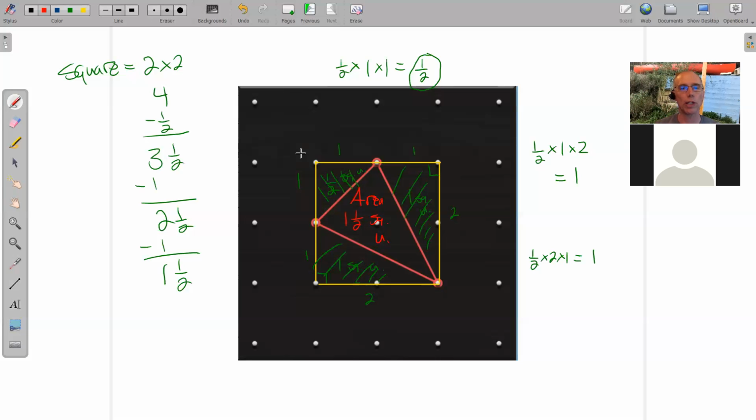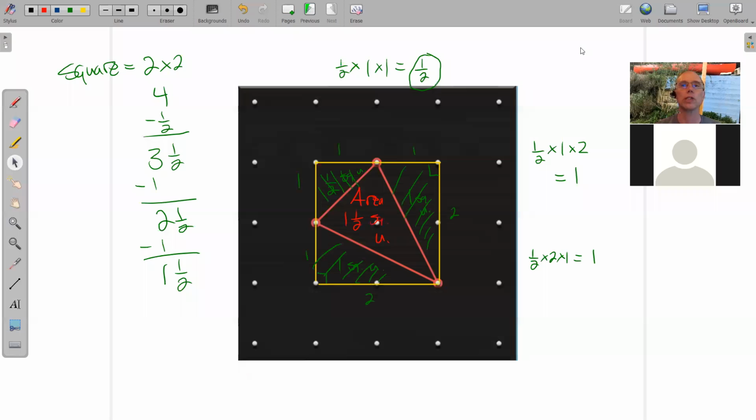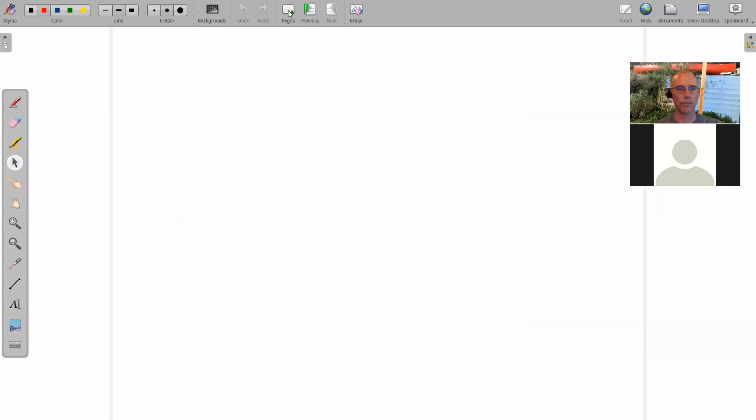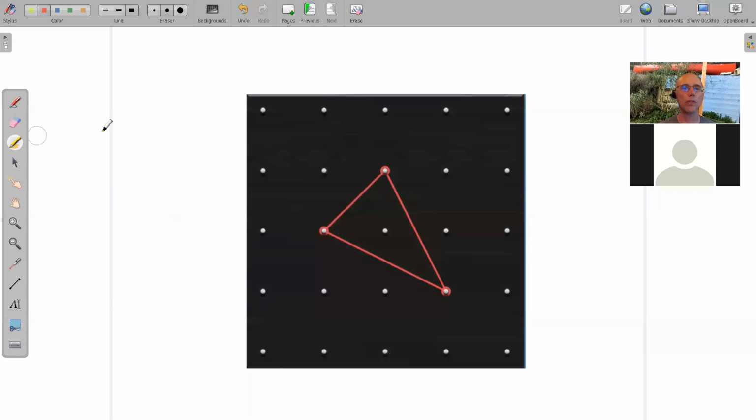Now, some people would look at this and they might see something hiding in there that could be useful. I'm just going to copy this into my next screen. Oops, my Zoom tools are in the way. New page. So someone might look at this and say, well, what if I said this was the base right there?